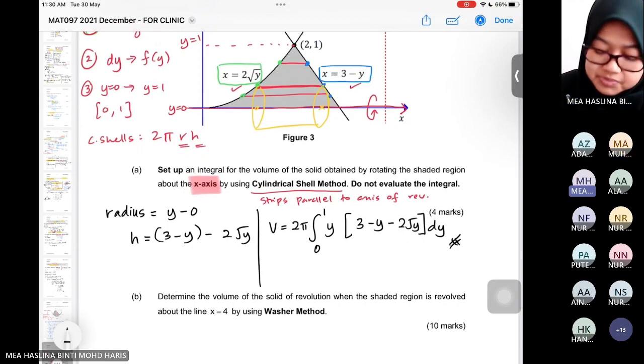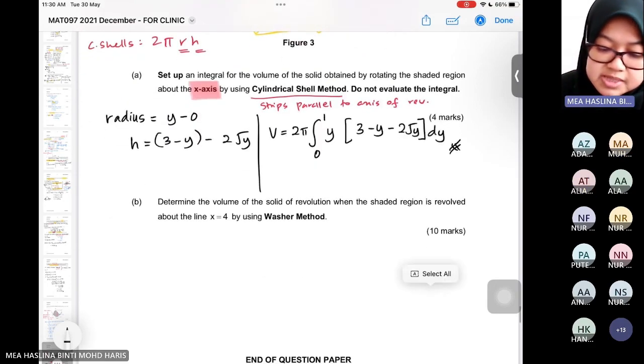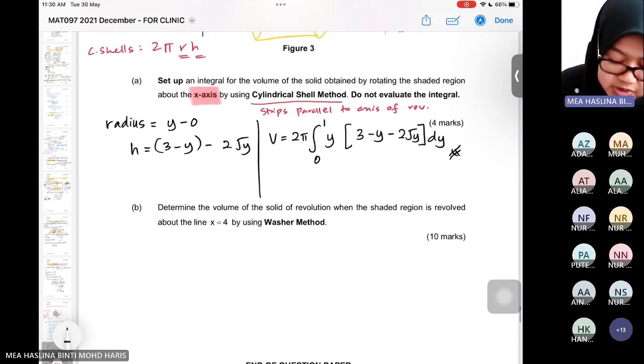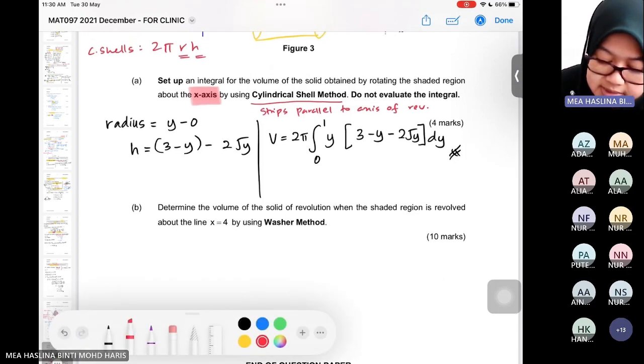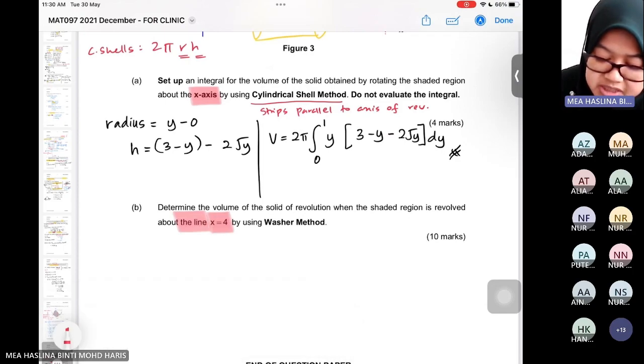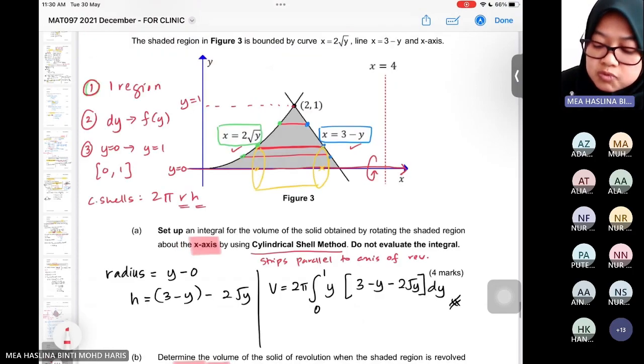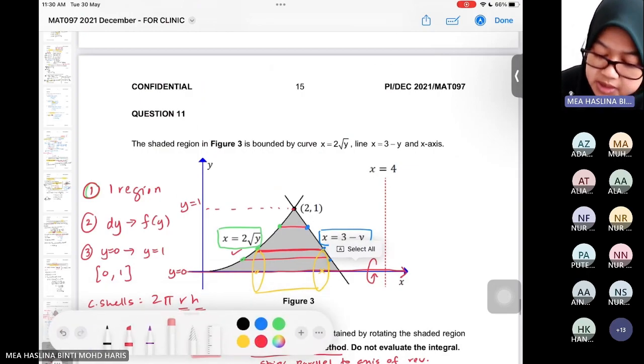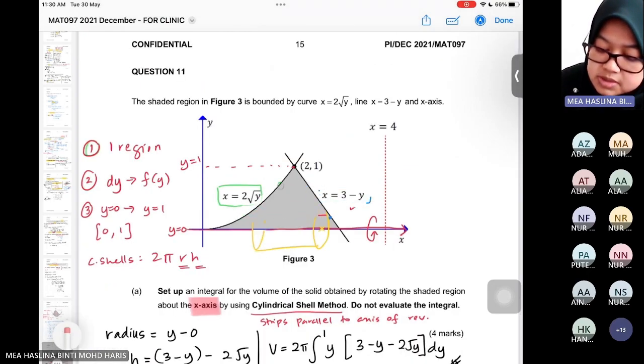Okay. Right, the last one for December 2021. Determine the volume of the solid of revolution when the shaded region is revolved about the line x equal to 4 by using Washer method. So again, highlight the axis of revolution, the line x equal to 4. So we can erase all of this.